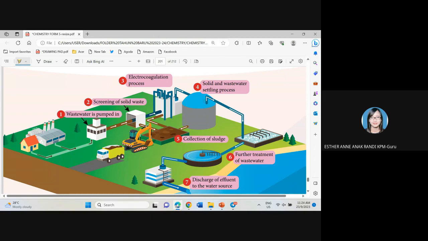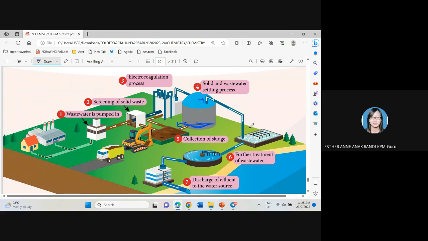So bila dia bergumpal, it goes into number 4 here, solid and wastewater settling process. So the solid will sink down here, right? Solid akan tenggelam dekat sini. So bila dia tenggelam, dia akan pergi dekat collection of sludge. So this sludge, sampah-sampah tadilah. Apa-apa yang kita buang tu. Dan air pula, air akan mengalir dekat sini, the good water. Okay, so sampah ni tadi, what happens to them? They will be used for other stuff lah. Contohnya baja and so on.